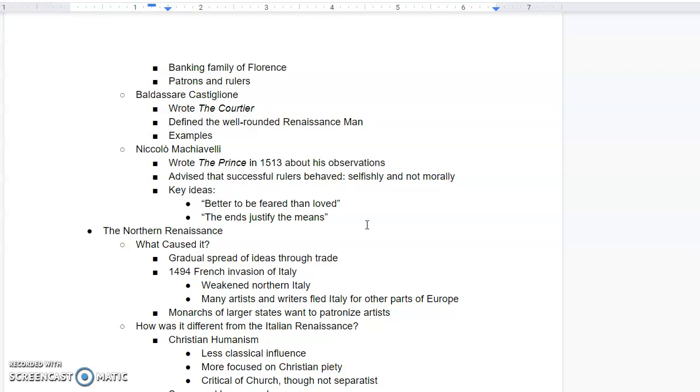Now again, Machiavelli gets this bad reputation for telling people to be selfish and amoral, but what he was really doing was writing about who was successful in Italian politics. And the least moral people tended to be the most successful in politics. And people who were honest and good and virtuous tended to get trampled on by people who didn't mind trampling on good people.